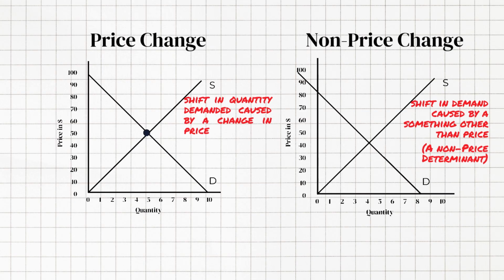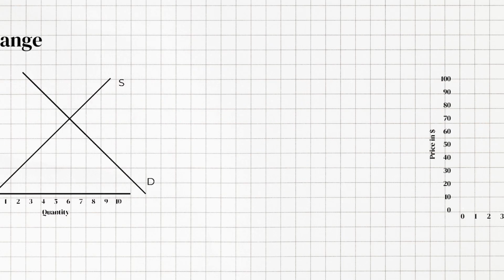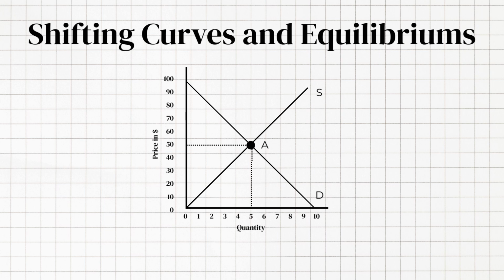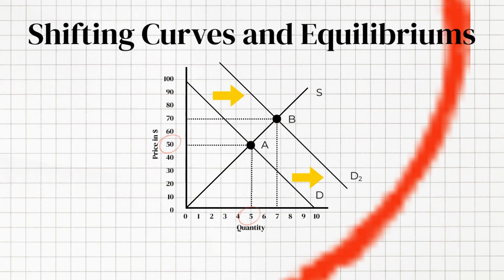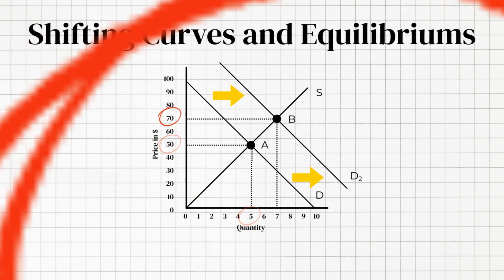So far in this video, all we have talked about is how a change in price would affect the market equilibrium. Now let's talk about what would happen if there's a non-price determinant that causes a change in supply or demand and the entire curve shifts. Well, it's pretty easy. An increase in demand is going to shift the demand curve to the right. This is going to move the equilibrium to a new point higher up on the supply curve. This means that equilibrium is now a higher price and a higher quantity.